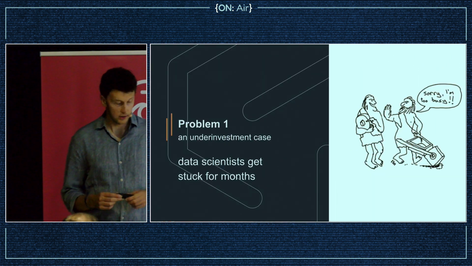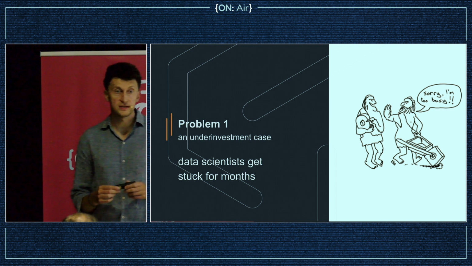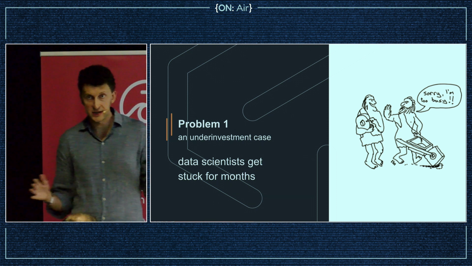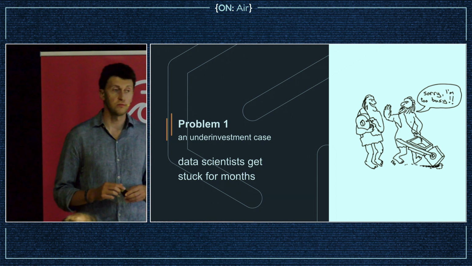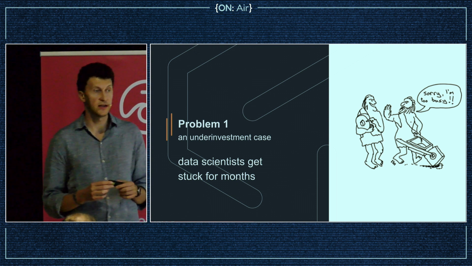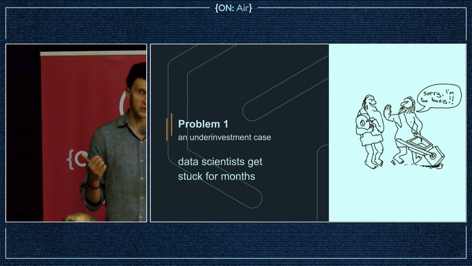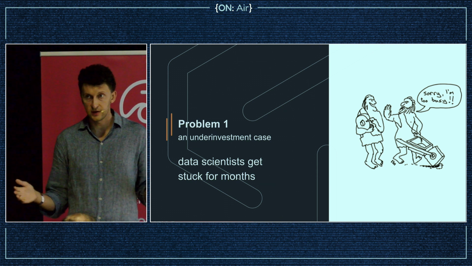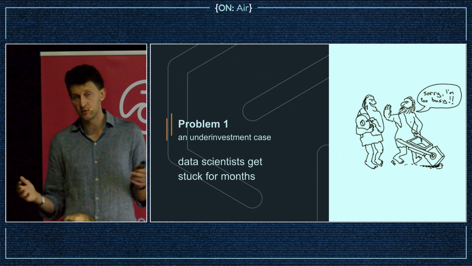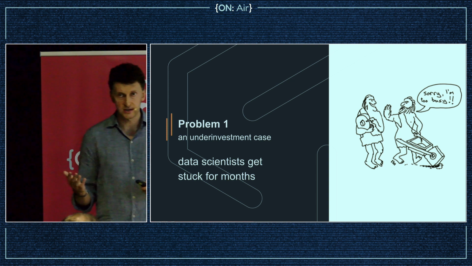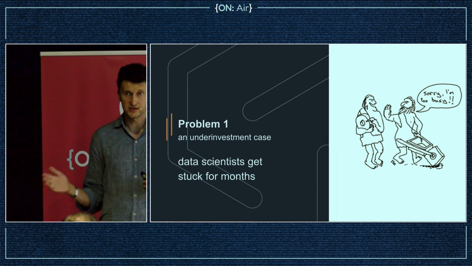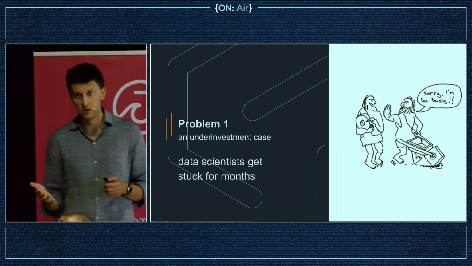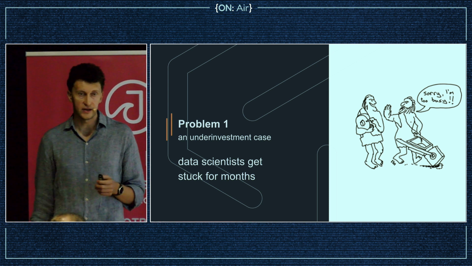So problem number one: data scientists get stuck for weeks, for months even. So why do they get stuck? They get stuck because they have to debug tools they are not expert in. They don't even want to work with them. So for instance, debugging very large Spark pipelines is not what the data scientist wants to do, but quite often they get stuck with that.